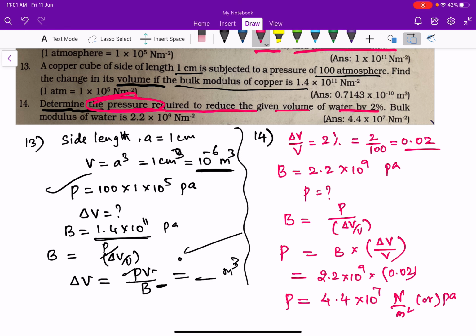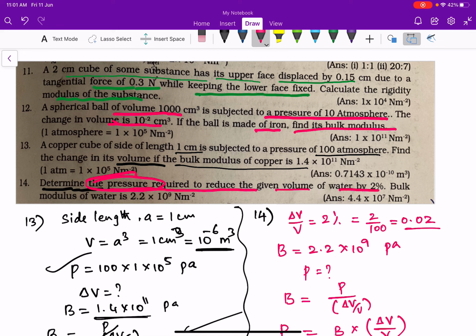Students, solve all the examples as well as problems. I have given hints for problem numbers 11, 12, 13 and 14, so you need to copy them down in your notebook. Thank you.